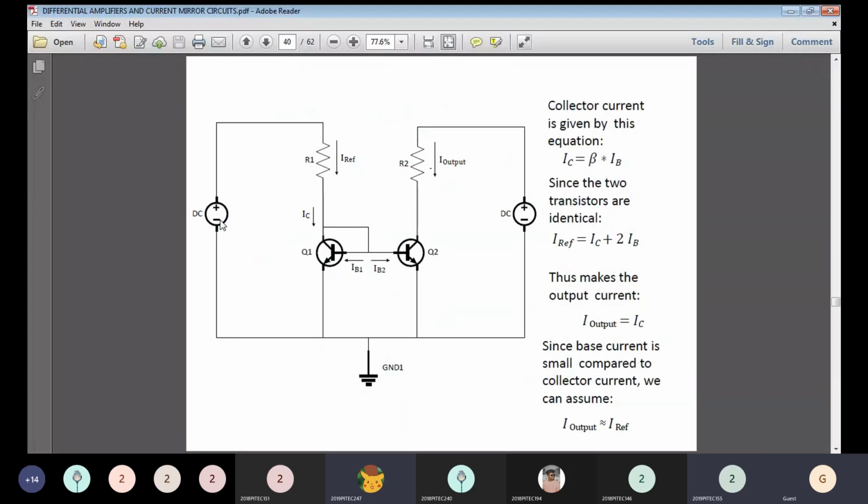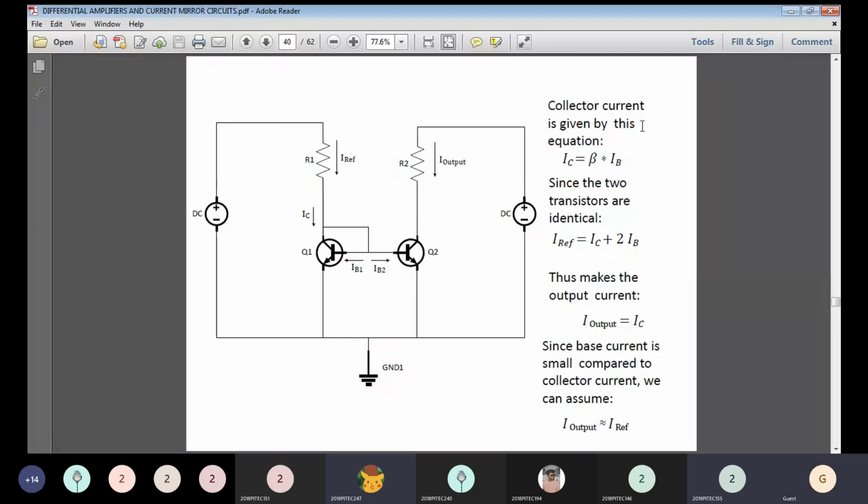This is the DC supply given for transistors Q1 and Q2. I already told you that the common base connection of transistors Q1 and Q2 is connected with the collector. This is the flow of IC, and here the base current IB1 is flowing in this direction and IB2 is flowing in this direction.